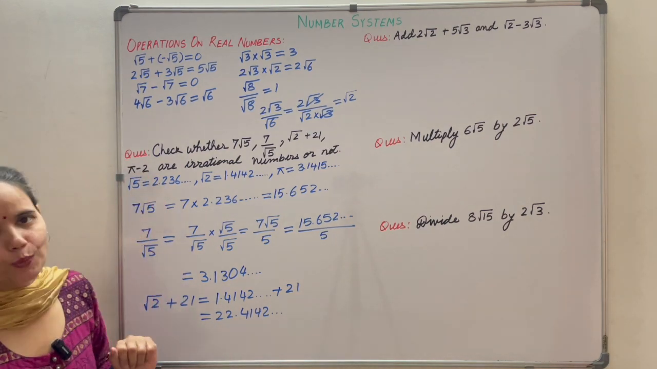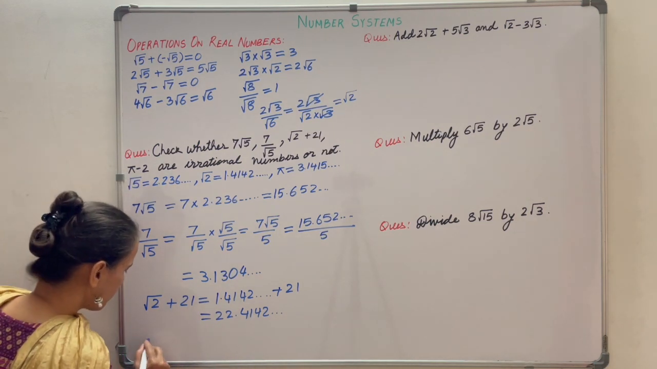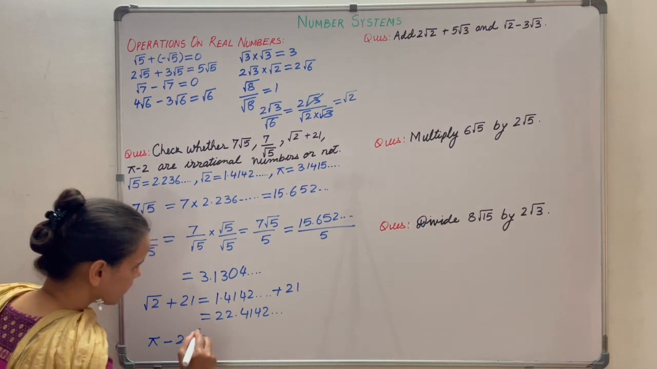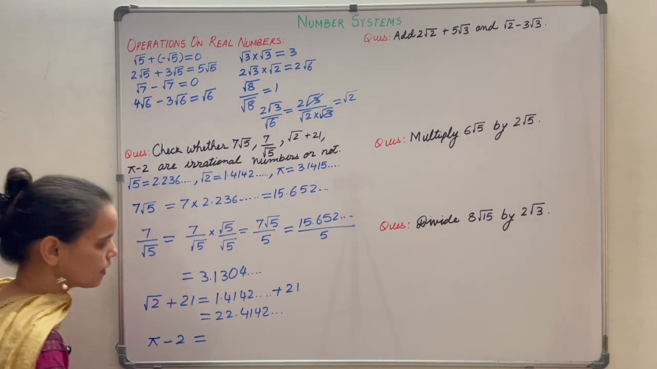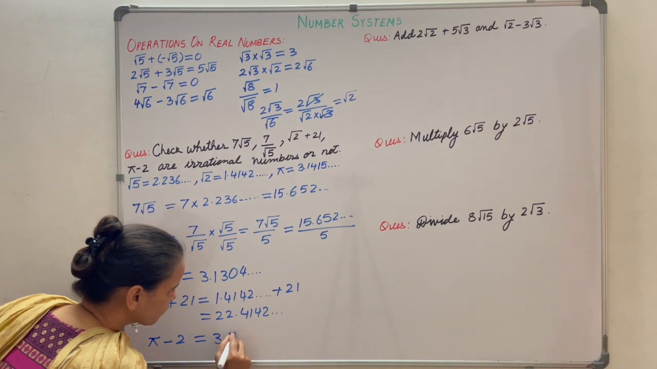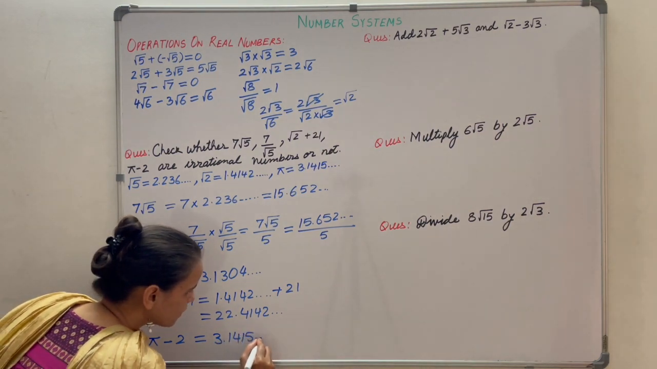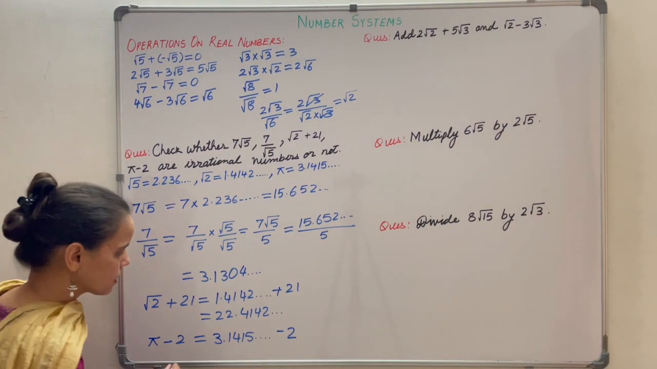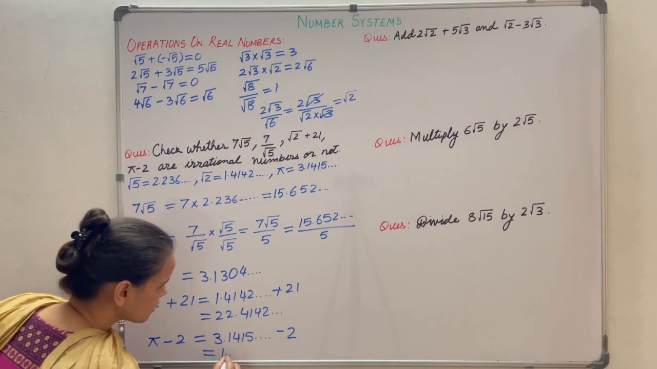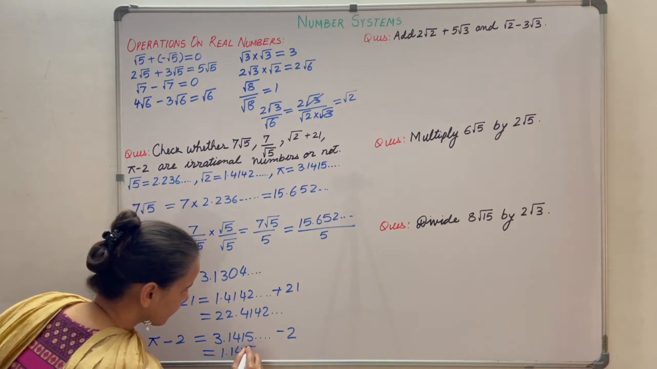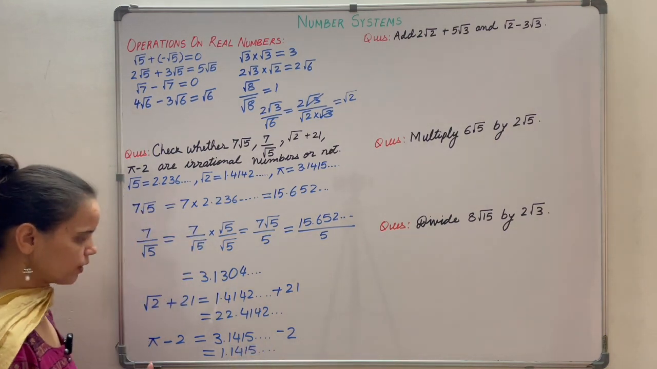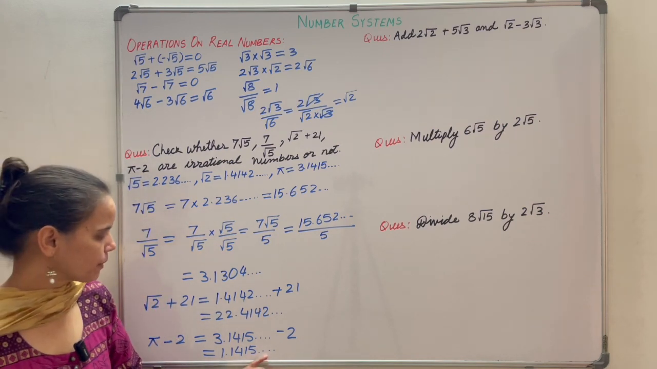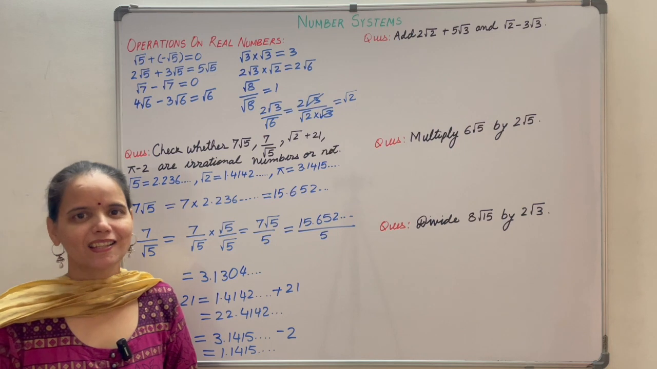Now let us solve this one. Pi minus 2. Pi is an irrational number. From this we are subtracting 2, which is a rational number. The value of pi is 3.1415 and so on, minus 2. So 3 minus 2 is 1. And after the decimal point you have 1, 4, 1, 5 and so on. So here also you got an irrational number. You can clearly see this is non-terminating, non-recurring. So it is an irrational number.